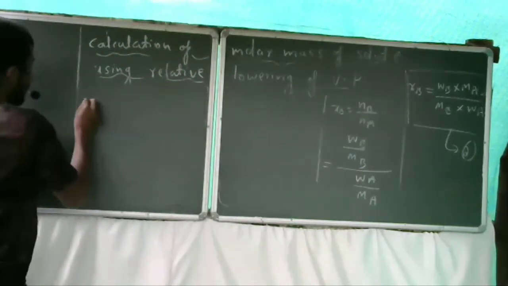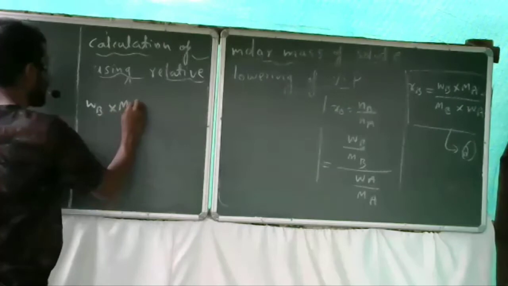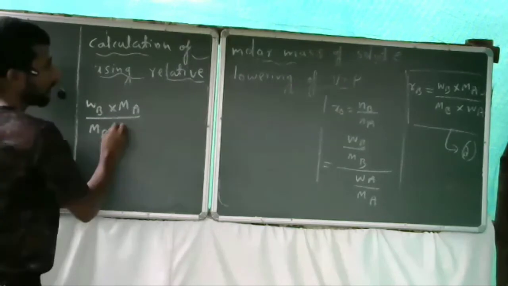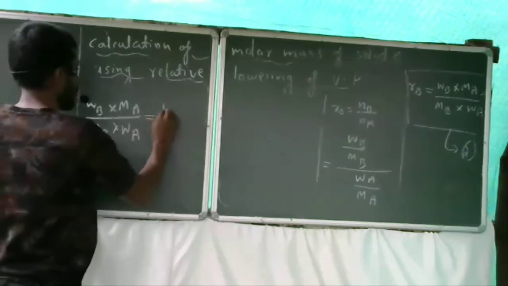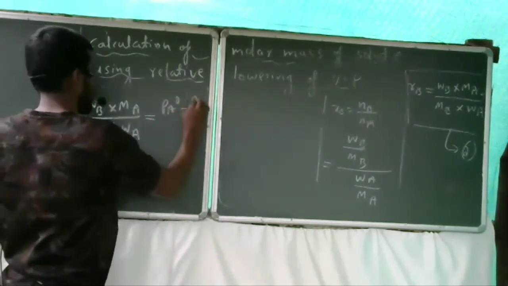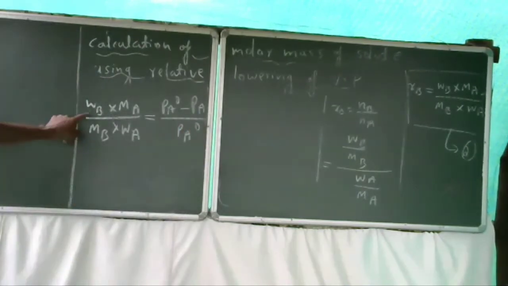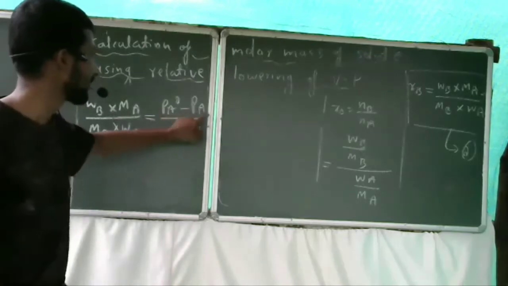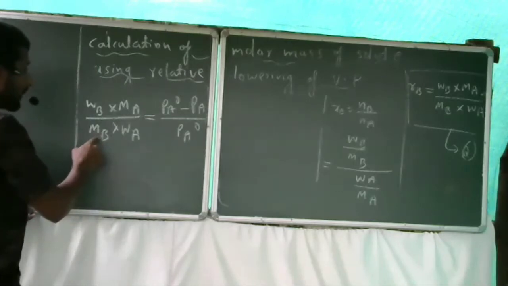What is the meaning of xi b? That is nothing but Wb into Ma divided by Mb into Wa, that is equal to PA naught minus PA divided by PA naught, right? Wb into Ma divided by Mb into Wa is nothing but xi b equal to PA naught minus PA divided by PA naught. Then just rearrange, you have to get the value of Mb.